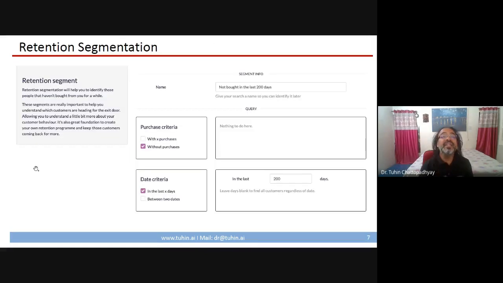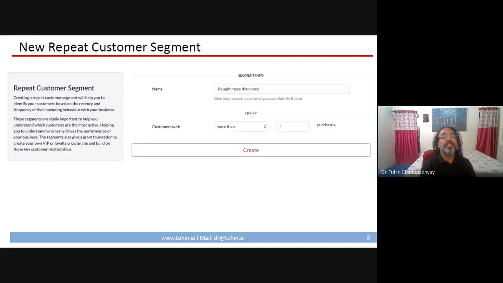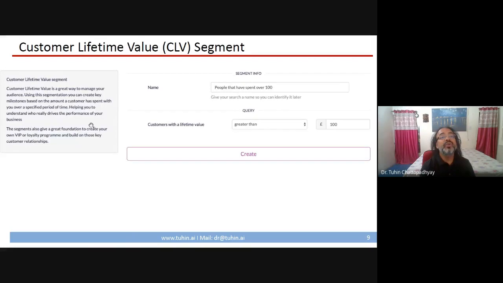You can also create the retention segmentation, right? With or without purchases, purchase criteria, or date criteria, like in the last 3 days, 5 days, 1 month. That's another segmentation criterion, the retention segment you can create. A new or repeat customer segment will help you identify customers based on the recency and frequency of their spending behavior. You can create the customer lifetime value segment, which I discussed in the last class, on how to calculate the CLV. You can create a segment out of that, greater than say £100 or $1,000.